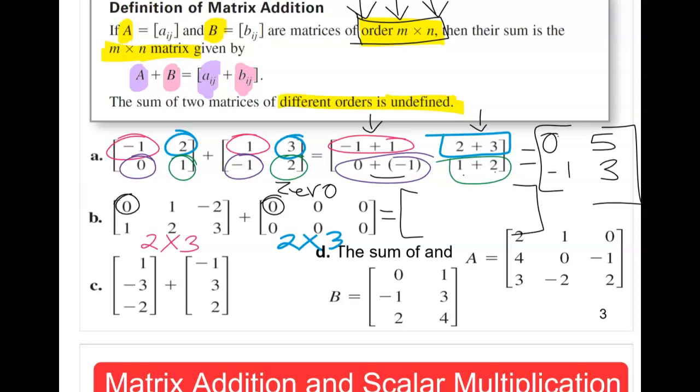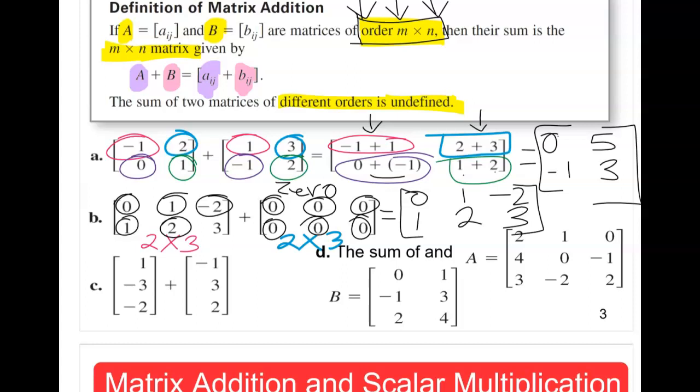So 0 plus 0, 0. And then 1 plus 0, 1. Negative 2 plus 0, negative 2. 1 plus 0, 1. 2 plus 0, 2. 3 plus 0, 3. And I'm missing this one here.